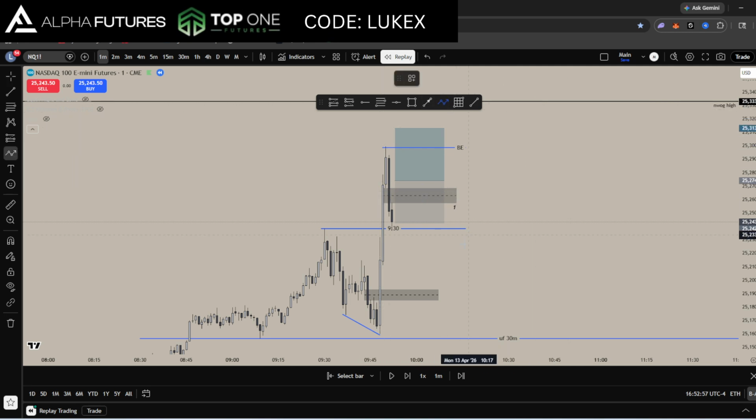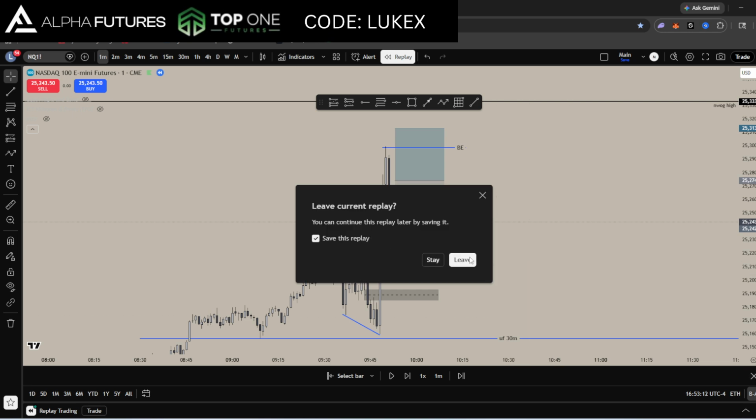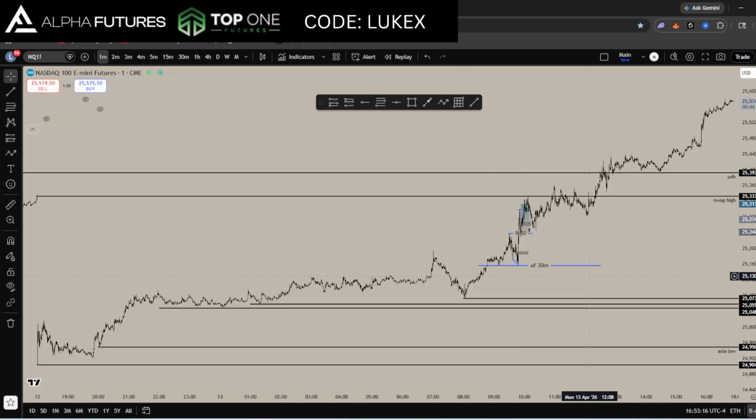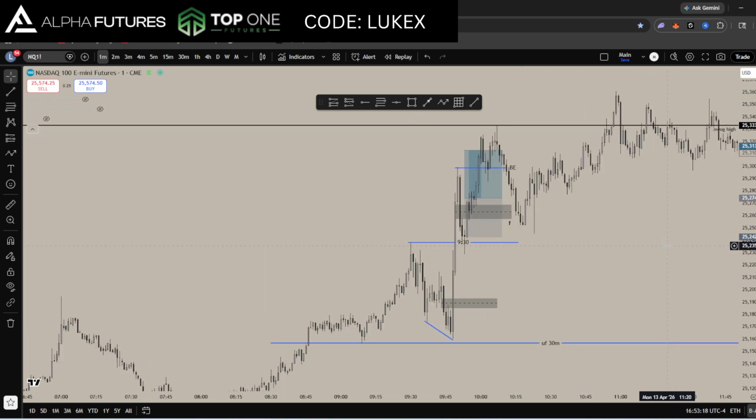Now again, when we pass one draw on liquidity and we're trading continuations, we want to see price displace past one draw, retest into or retrace into a fair value gap, and then get a displacement entry or an inversion entry and then target the next draw on liquidity, which is exactly what we end up doing on this trade. So we go over here, back here, okay? What does price do?